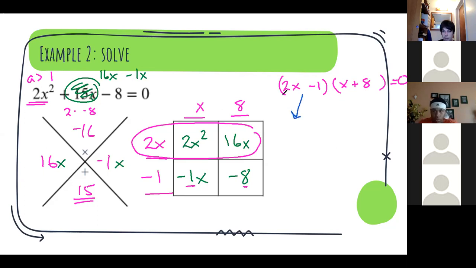We take our two factors and set them equal to 0. 2x minus 1 equals 0.